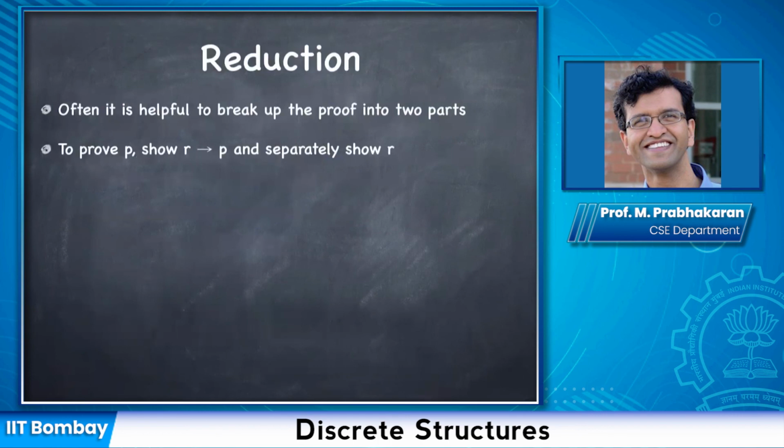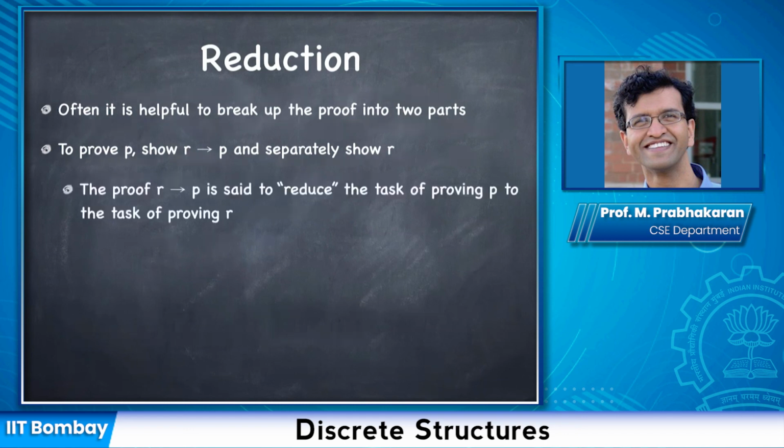Here's another recurring theme in proofs that you might come across, which is you're required to prove some proposition P, but instead you dream up some other proposition R and show that R implies P, and then separately work on proving R. Okay, so if you prove both R and R implies P, then that implies P. I mean, that's equivalent to R and (R implies P), which in turn implies P.